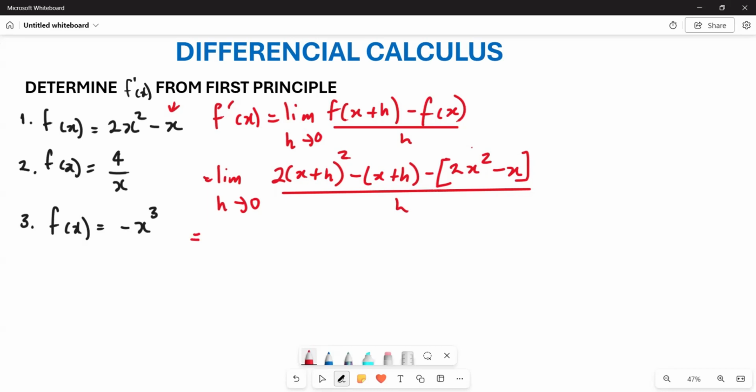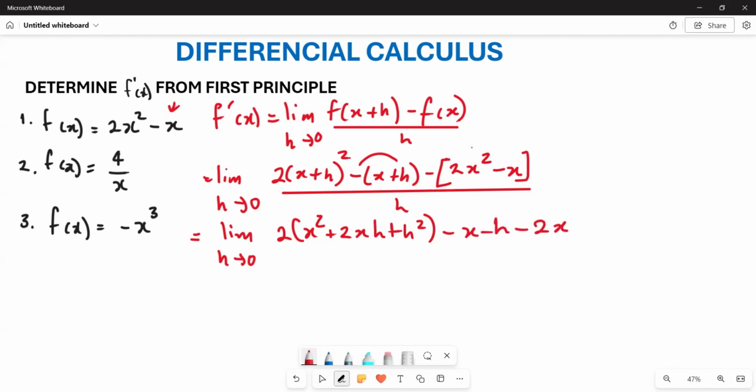Now, secondly, this is going to be the same as the limit as h approaches 0. Now, this is the same as 2 into x squared plus 2xh plus h squared, subtract x. Then when you multiply the negative with the h, it's going to be negative h. Subtract 2x squared plus x, all over h.